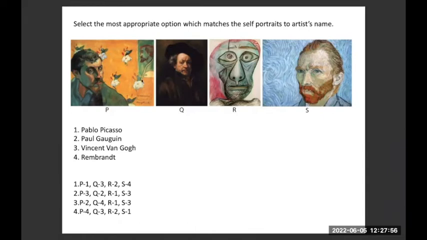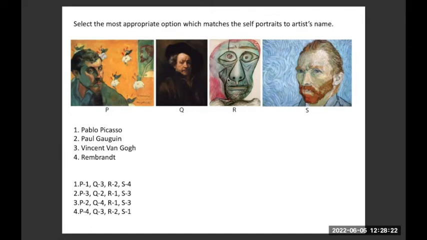If you can see the 4 artworks presented here, Picasso and Vincent van Gogh's work are quite distinct, but the color combinations of Gauguin's work versus that of Rembrandt's are very different. Their styles are very different, so at least try identifying the style of the artist. So Rembrandt is very realistic in nature.